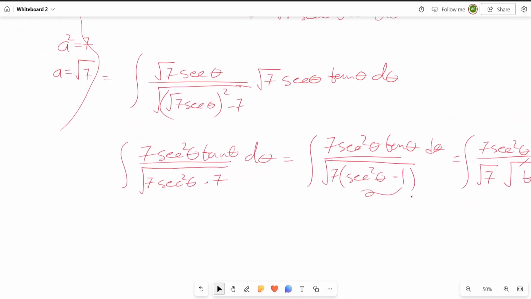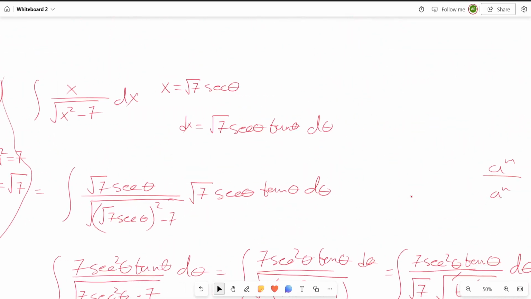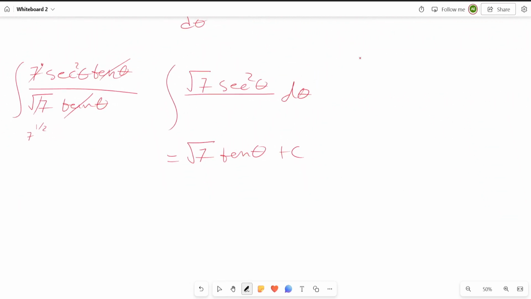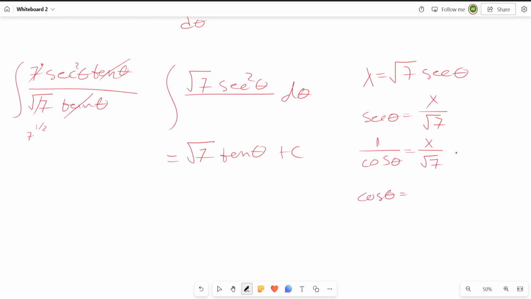So let's go back to our original substitution, which was x equal root 7 secant theta. That makes secant theta equal to x over root 7. Okay, what is secant theta? I know that secant theta is 1 over cosine theta. And this is equal to x over root 7. So over here, I can say that cosine theta is equal to the reciprocal of this. So it's root 7 over x.